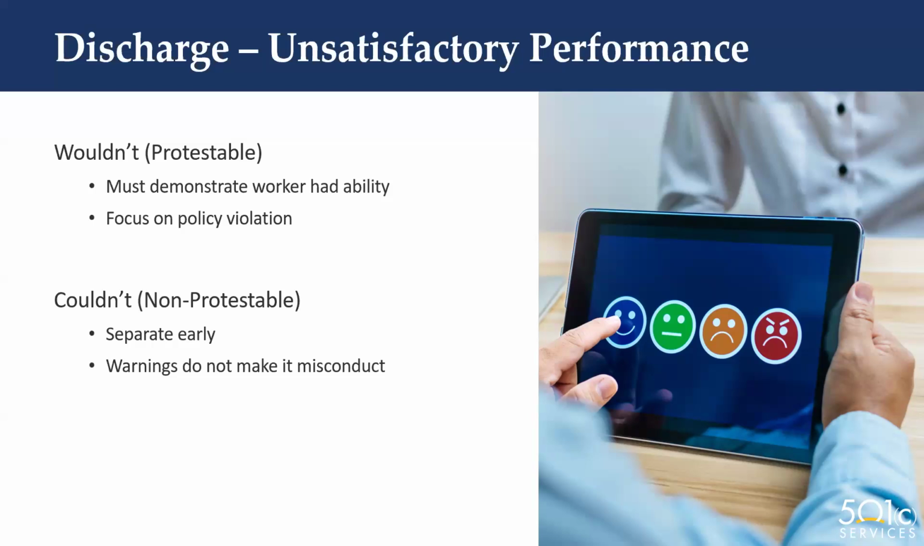So if you can find a policy violation on that final incident, focus on that, right? Because here's what happens, and we see this all the time. Companies use unsatisfactory work performance as a catch-all. Maybe they don't have a lot of really specific codes to use, and so they just use unsatisfactory performance to explain everything.